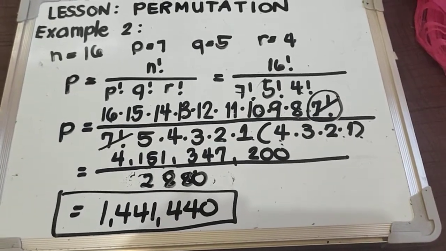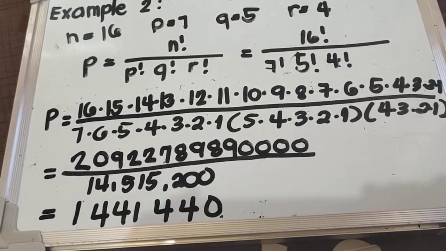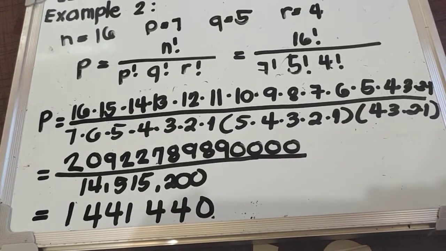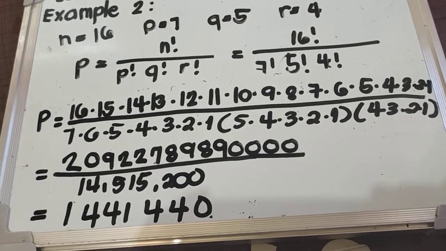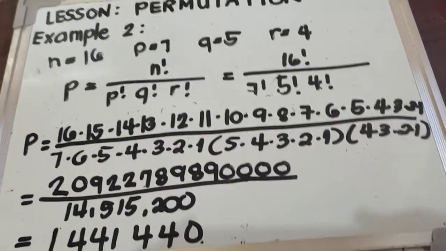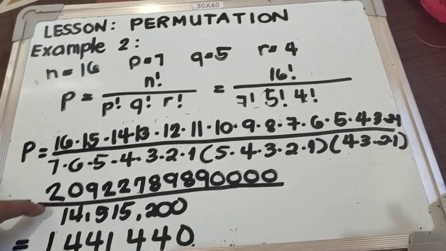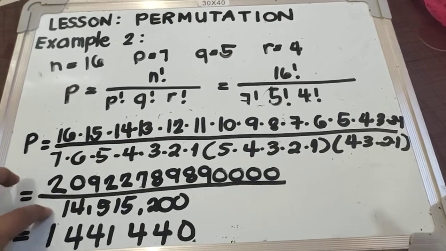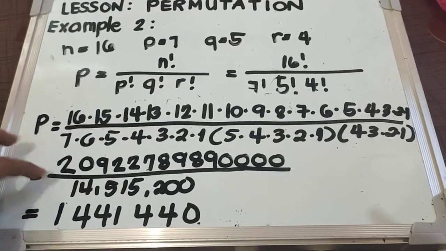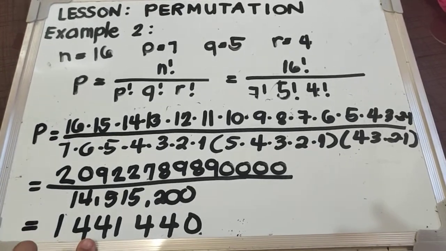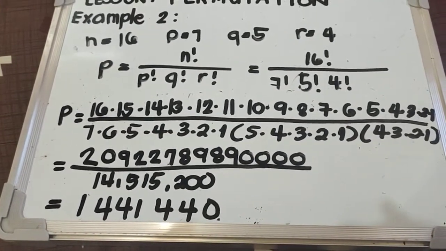Now let us proceed with the second way. For the second method, in order to solve this, you can multiply 16 factorial down to the lowest counting number, which is 1, as well as the denominator. So when you have 16 factorial, this will be the answer. And then when you multiply 7 factorial times 5 factorial times 4 factorial, you will have 14,515,200. And then when you divide that, the answer will be 1,441,440. That is the same whether you use the first way or the second way of solving the equation.